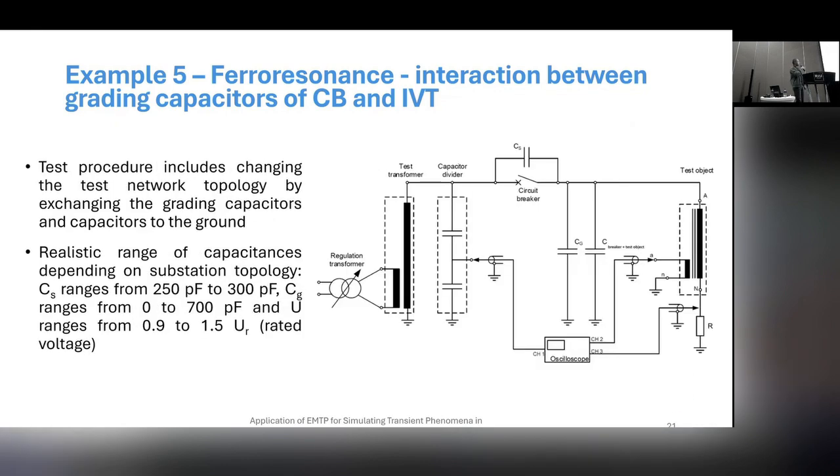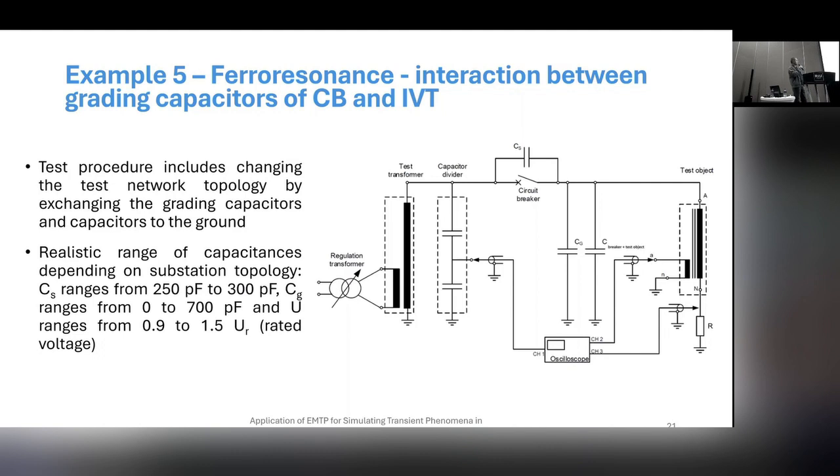Okay, here you can see the test which was required by one customer. And basically, this is the test in the high voltage laboratory. So here we can see some low voltage regulation transformer. Here you can see the test transformer. So at this point we have AC high voltage on the circuit breaker. We have capacitance across the breaking chamber. We have capacitance to ground, which is defined by the customers.